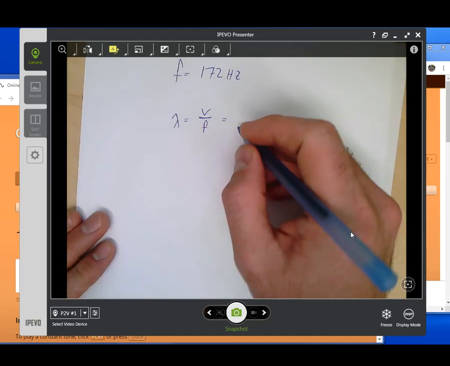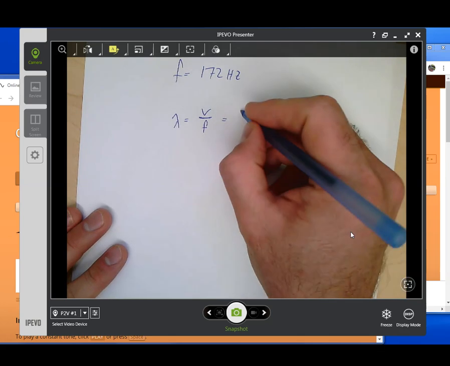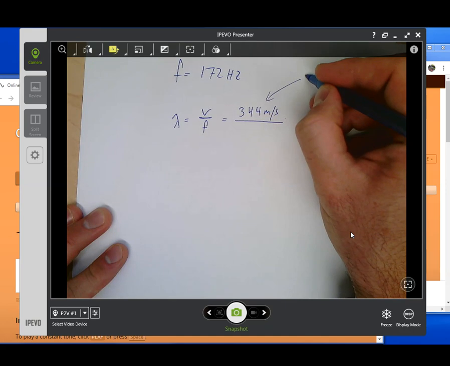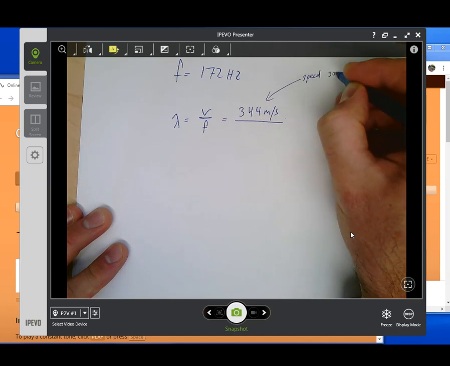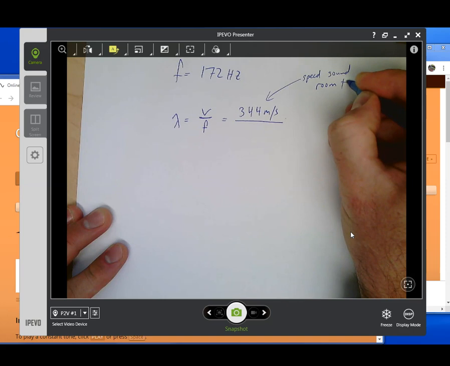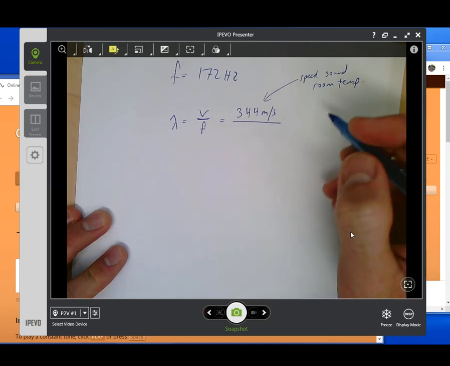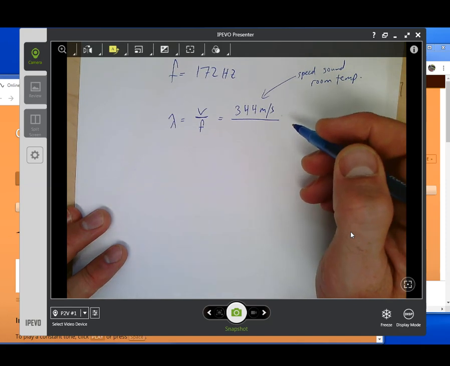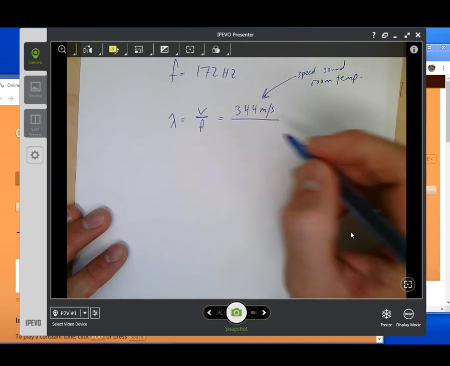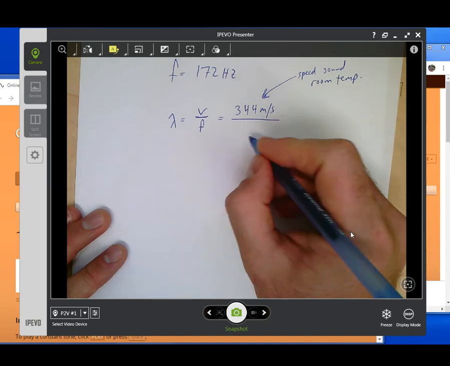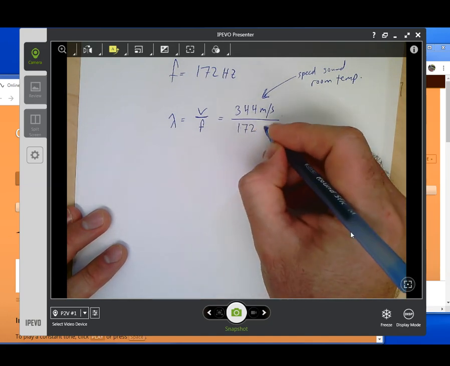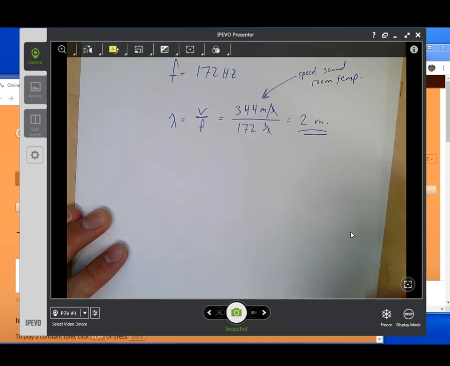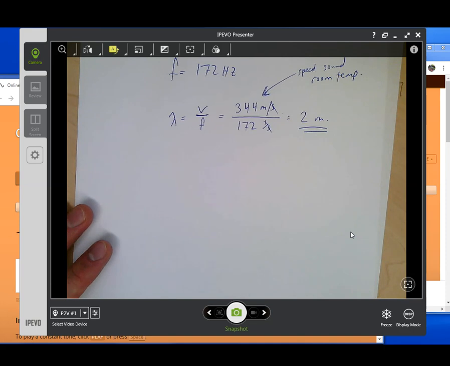Now, if you're not told the speed of sound, you can guess. And 344 is our sort of magic number. That's something you can know is the speed of sound at room temperature. Remember that increasing the temperature a little bit is going to make it go a little bit faster, and making it a little cooler is going to make it go a little bit slower, but that's basically the idea. And if we divide this by 172 hertz, or 1 over seconds, the 1 over seconds cancels out, and we're left with 2 meters as our wavelength. Good. So now we have the wavelength.